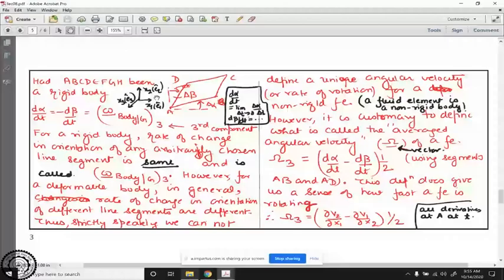If the body is completely rigid, then this expression will hold true, right? All line segments will have the same rotation rate, and you can pick any of those line segments, find at what rate they are changing orientation, and that will be the angular velocity of that rigid body.